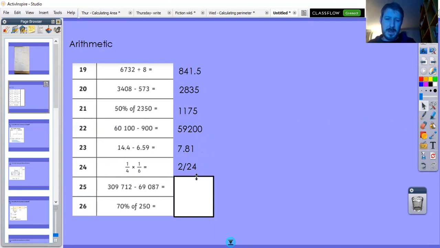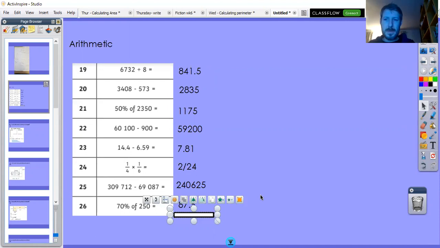1/4 times 1/6 is 2/24. We might have simplified it to 1/12. And 309,712 take away 69,087 is 240,625. And 70% of 250 is 87.5.